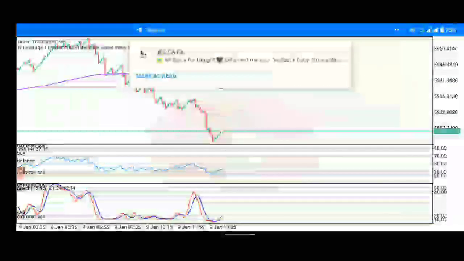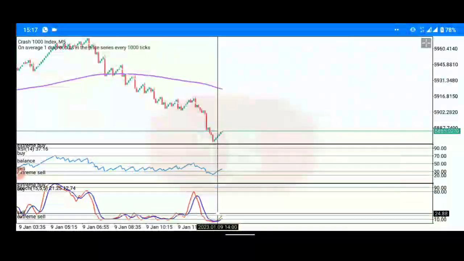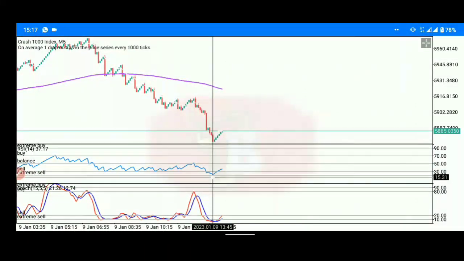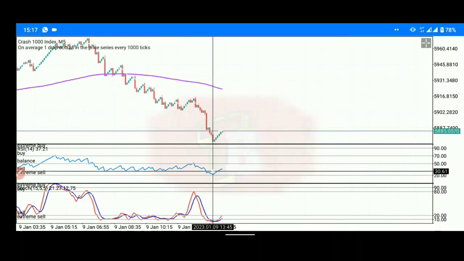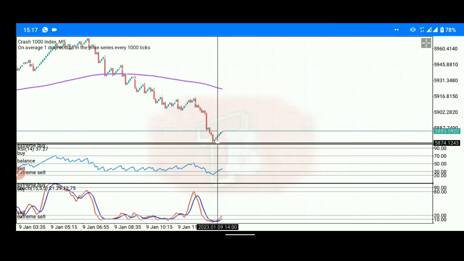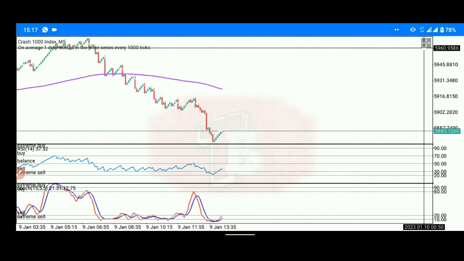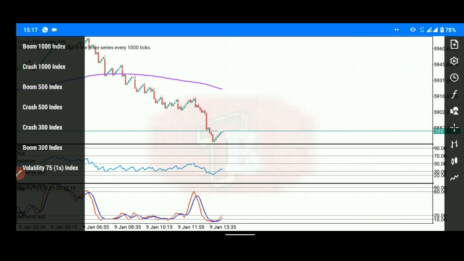Okay, so the same thing happened. Now this is what you have. You see, when it's crossing under here, it's the oversold level. We can take a buy, but I don't advise scalping. Remember, we are spiking, we are not scalping. Okay, are we together? So it's the same thing for Boom and Crash.